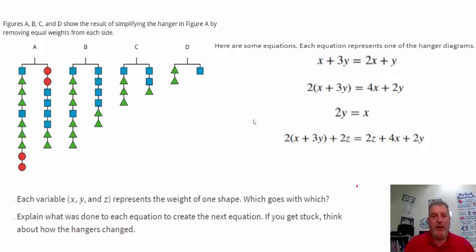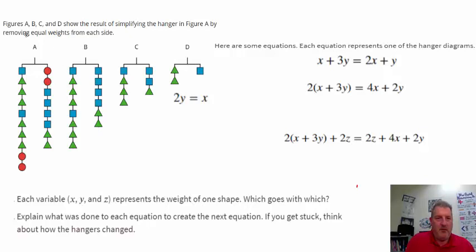Okay, so you may have started with this one here. This is the hanger here. So D has two triangles and one square. And we can look at this equation here. It says 2 of something, so maybe that's y, the triangles. 2 triangles are equal to a square, and it looks like a square might be x. So yeah, this one goes with hanger D.